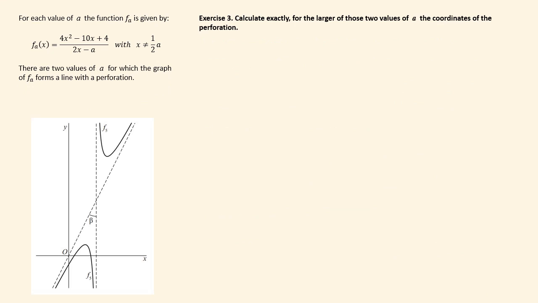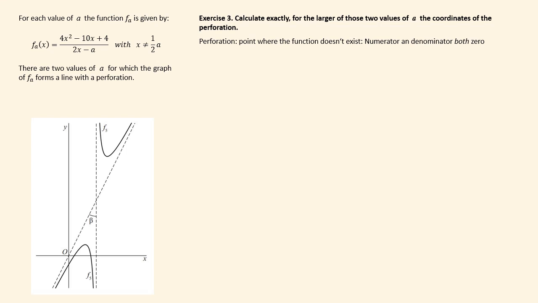Here we have the third and final part of the assignment. It starts out the same for each value of a, and so on and so on. We have read that already. So there are two values of a for which the graph of fa forms a line with a perforation. The exercise here is to calculate exactly, for the larger of those two values of a, the coordinates of the perforation. Let's first remember what a perforation actually is. A perforation is a point where the function doesn't exist. Numerator and denominator are both 0.